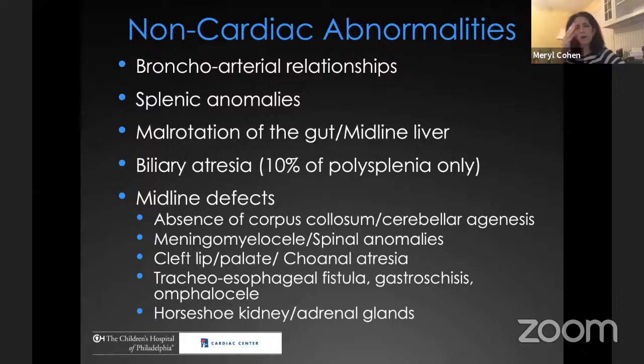And then there can be a whole slew of midline defects. So at the extremes, you have the mirror image, and in the midline, you can have deficits. You can have absence of the corpus callosum or cerebellar agenesis. You can have meningomyelocele. You can have cleft lip, cleft palate, or choanal atresia. There can be TE fistulae, gastroschisis, omphalocele, horseshoe kidney, and horseshoe adrenal glands.